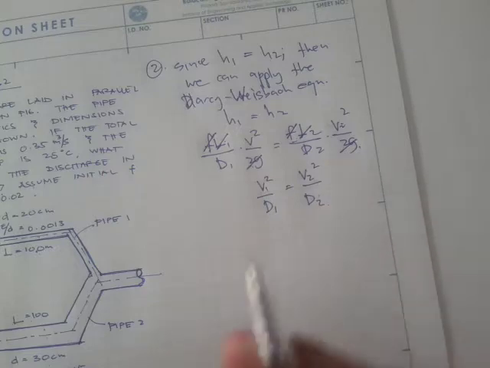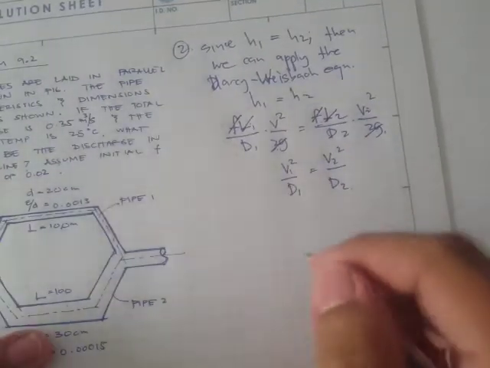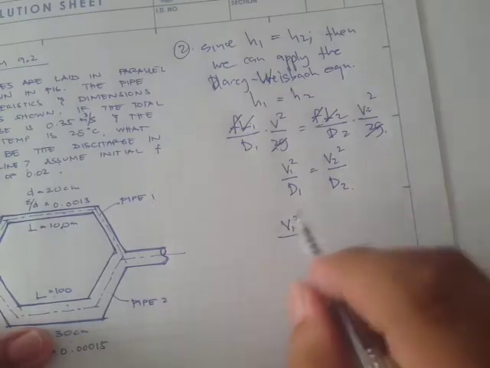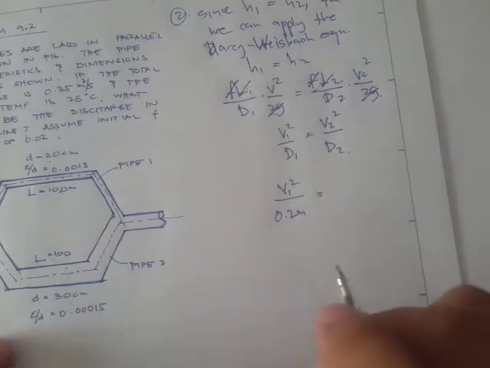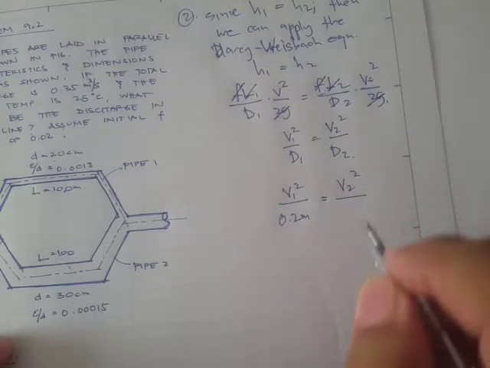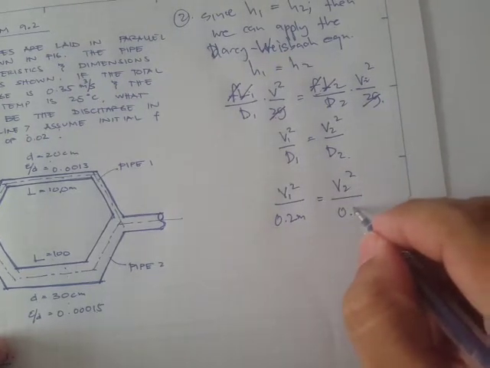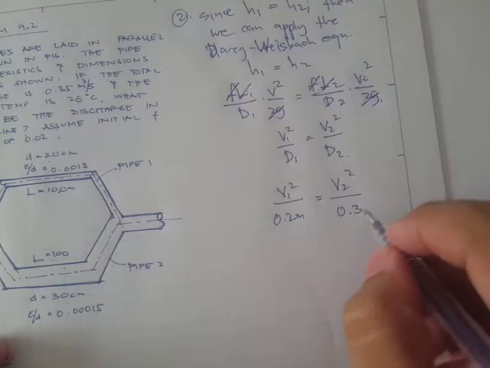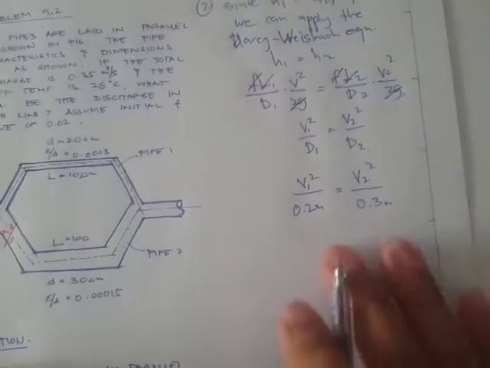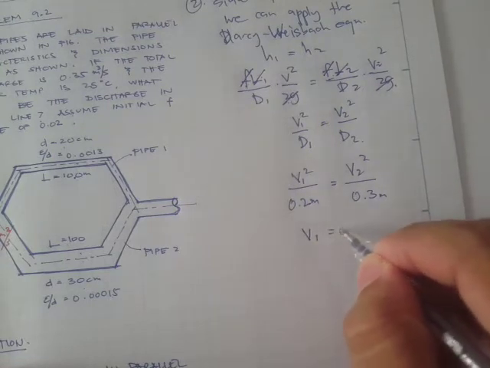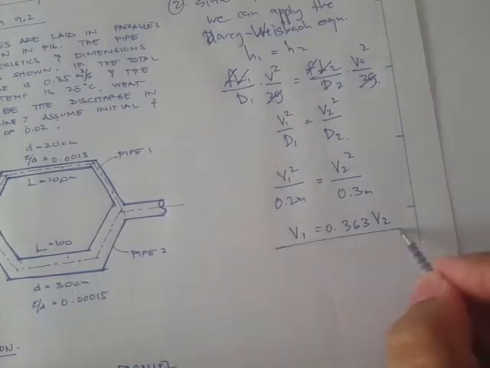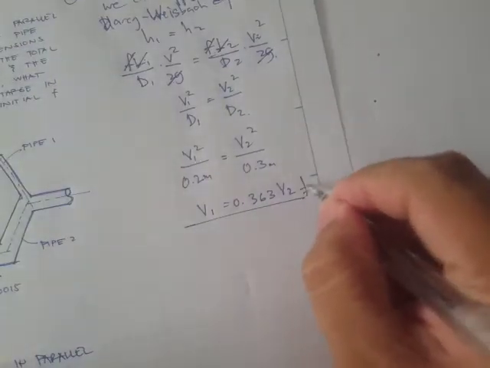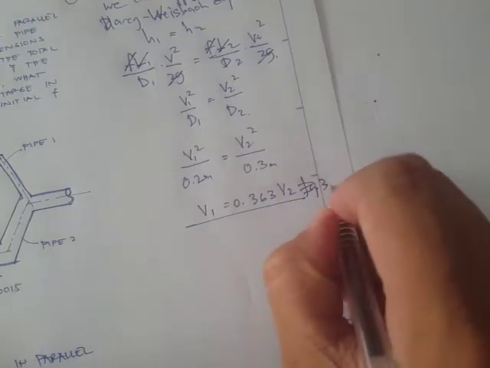So substituting now the values we have, v sub 1 squared over our D sub 1, which is 20 cm, so that's 0.2 meters, is equal to the velocity at 2 squared over D sub 2, which is 30 cm, so 0.3 meters. Therefore, we can obtain v1 is equal to 0.363 of the velocity at 2. Okay, let's say this is our equation number 3.